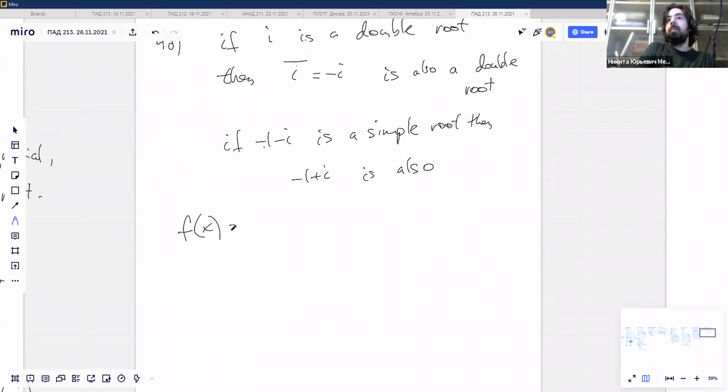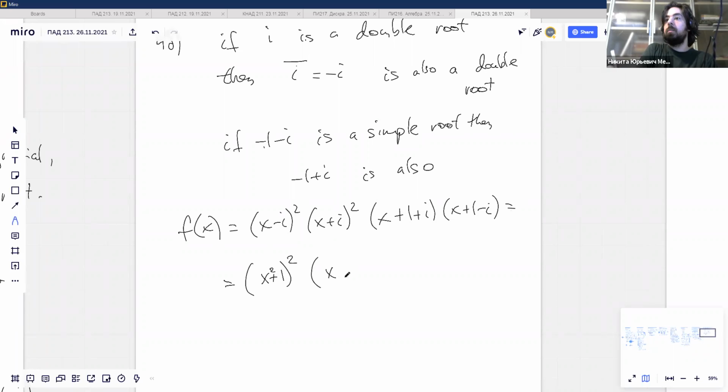So my polynomial needs to be like this: (x minus i) squared times (x plus i) squared times (x plus 1 plus i) times (x plus 1 minus i). That is (x squared plus 1) squared times (x squared plus 2x plus 2).